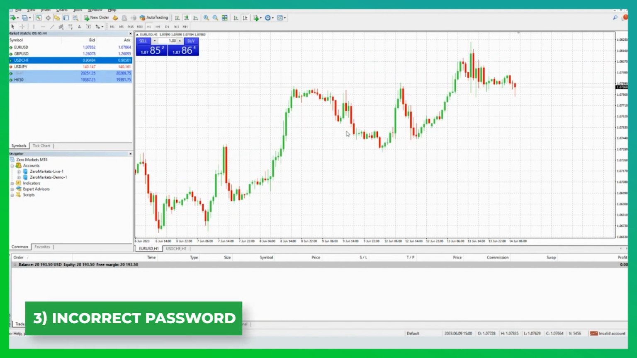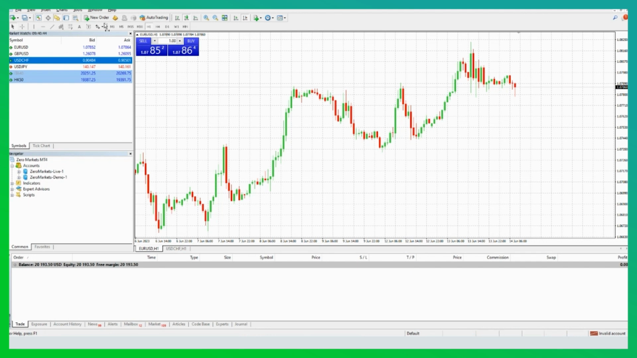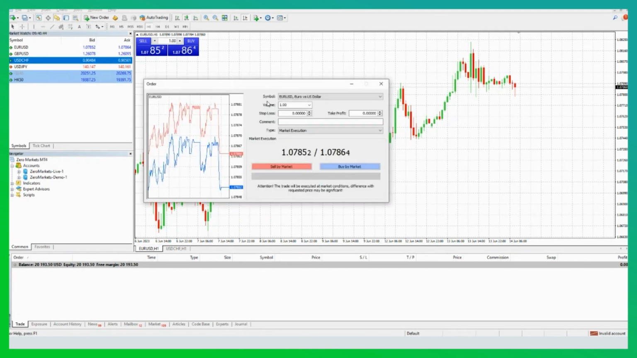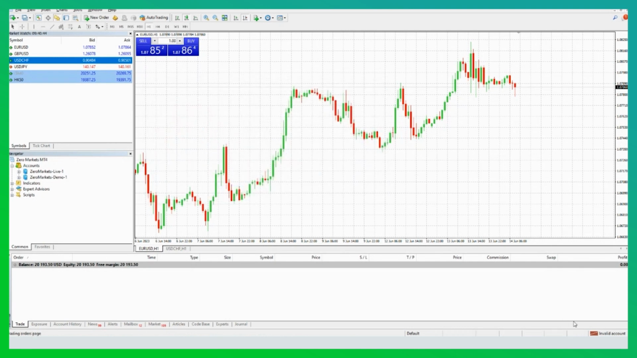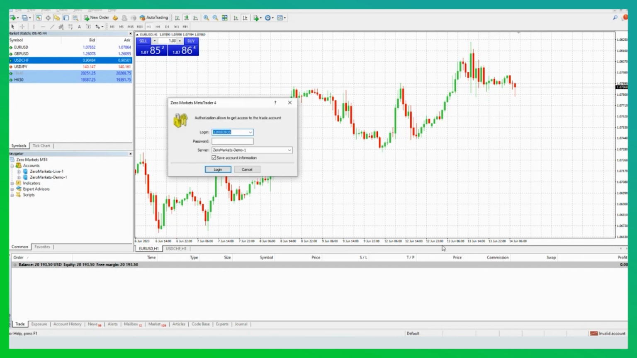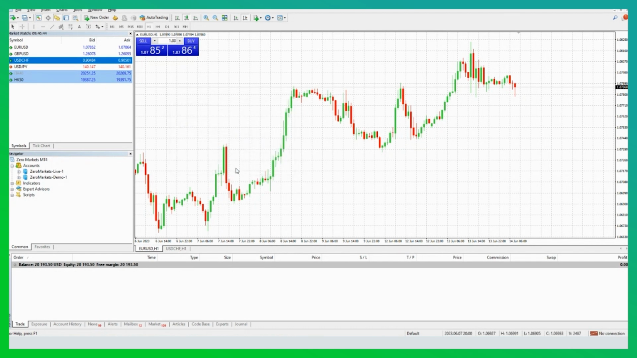Cause 3. Incorrect password. Traders entering the wrong password when logging in is a simple yet common reason for both the inability to trade and frozen charts. Firstly, confirm the connection to the trading server, which is most likely disconnected. Click on the connection status and select Login. Input the correct password to the trading account and successfully log in. Give the MT4 platform time to update, and once a connection is established, you will be able to trade with proper functioning of the chart.